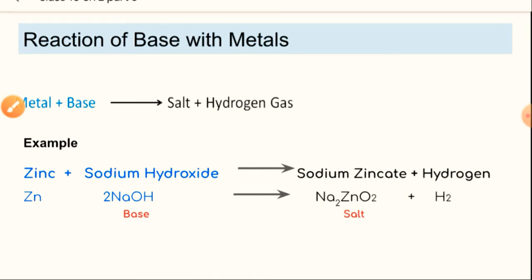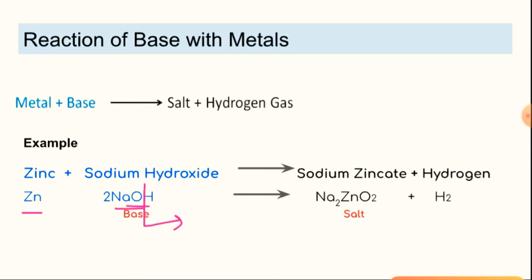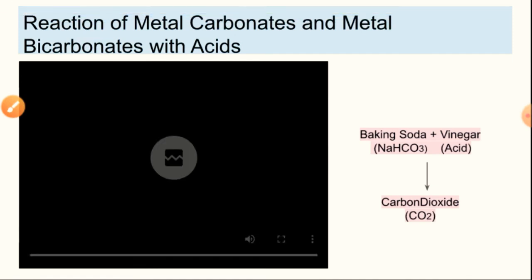Let's take another example. For example, we have taken zinc as a metal and sodium hydroxide as a base. So hydrogen will be removed to form hydrogen gas. Now we are left with sodium oxide and zinc. Again, sodium is more reactive than zinc. That is why sodium will act as cation and zinc and oxygen will form zincate. So it will form sodium zincate, the salt. This is the formula of sodium zincate.